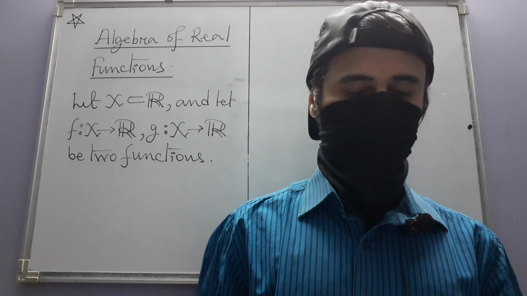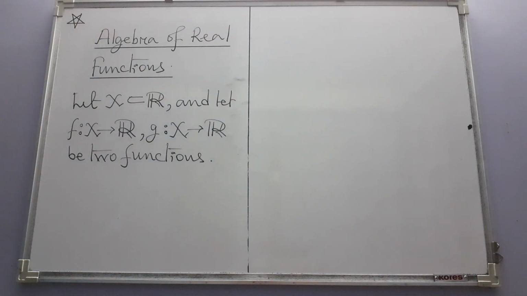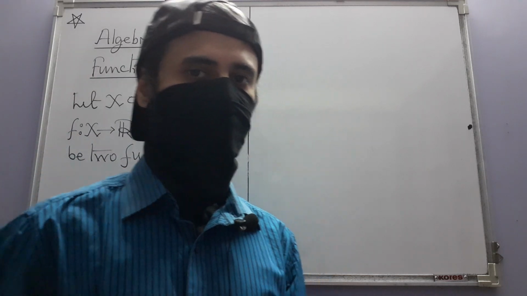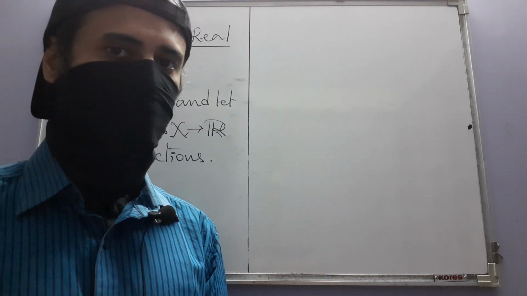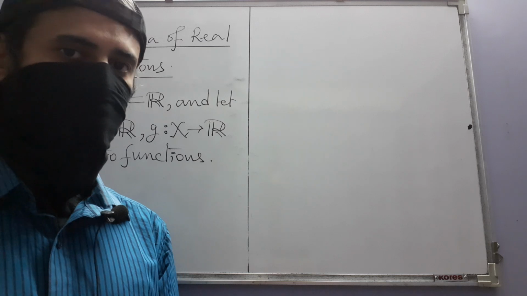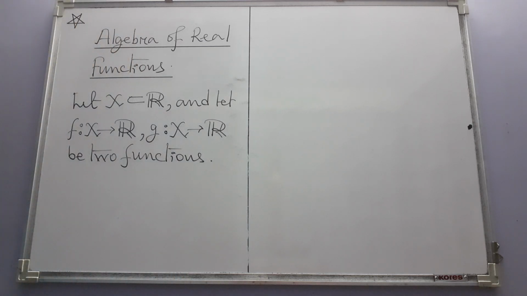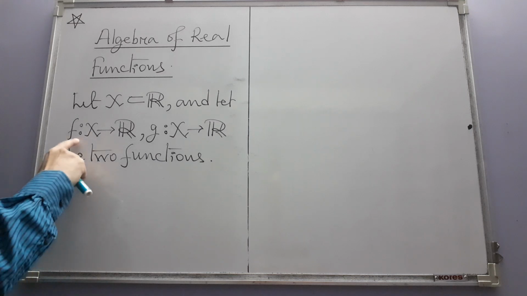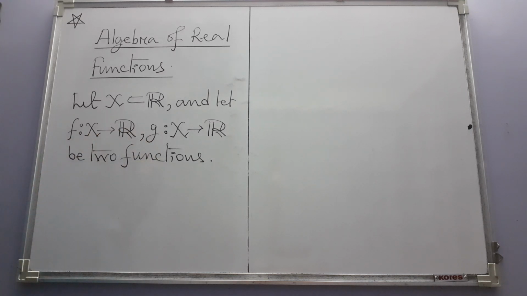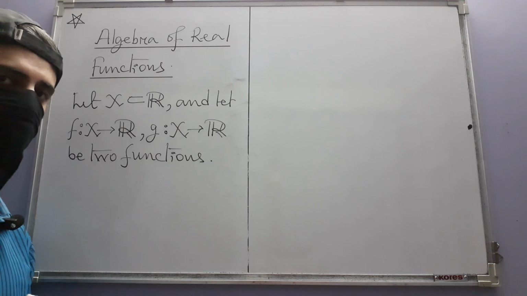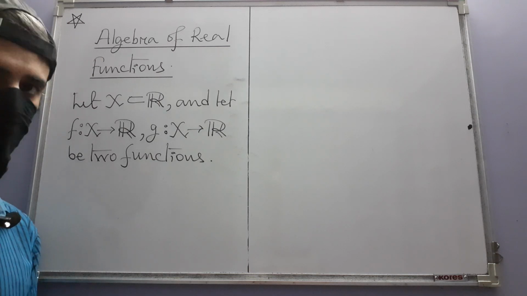And the final topic of this chapter on functions is algebra of real functions. Just like you can add and multiply real numbers, you can also add, multiply, and subtract real functions. So for that, we consider two real functions f and g. Note that these are real functions. That means they have to both be real valued.